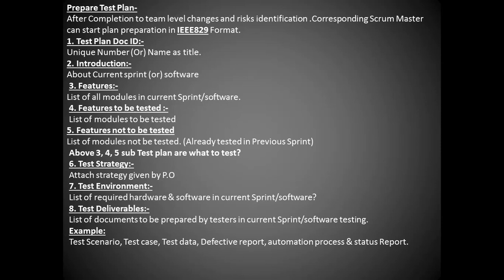Test strategy: attaching the test strategy given by the PO itself. Test environment: list of required hardware and the software in the current sprint or software. Test deliverables: list of documents to be prepared by testers in the current sprint or software testing. Example: test scenarios, test case, test data, defect report, automation process, and the status report.